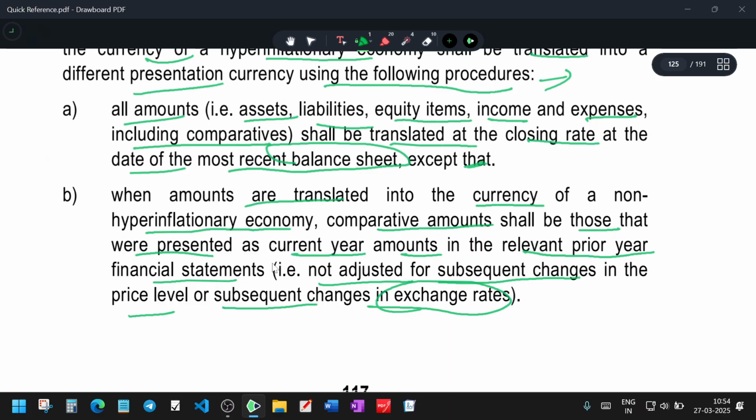So due to hyperinflation, I would not be able to adjust. Closing rate, whatever the rate is, put everything into the closing rate and compute it. That's it. And this is what they said. Very good point.